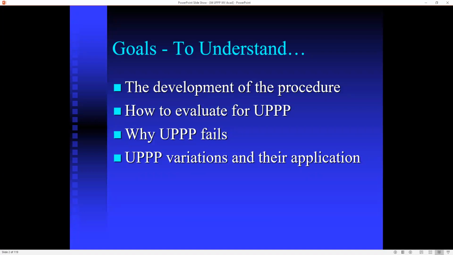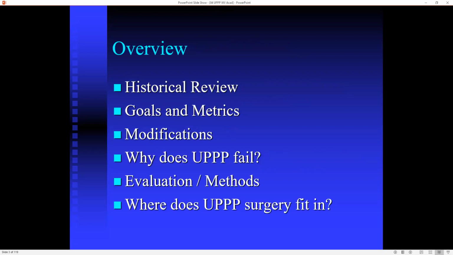So some of the goals here: to understand how the procedure was developed, how to evaluate patients for the UPPP operation, why UPPP sometimes fails, and the variants of UPPP and how to put them into use. So we'll do a little bit of historical review, talk briefly about goals and metrics, what modifications have been used, and then look specifically at why UPPP fails, and what some of our evaluations and methods are to look at these things. And then finally, where does the UPPP surgical procedure fit?